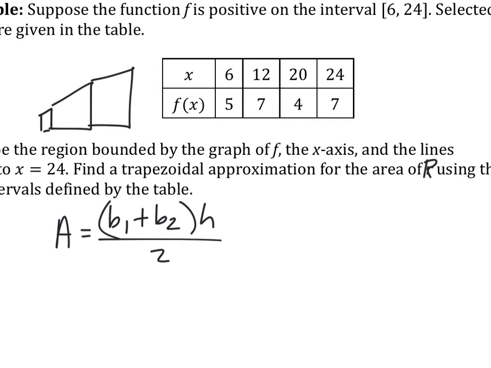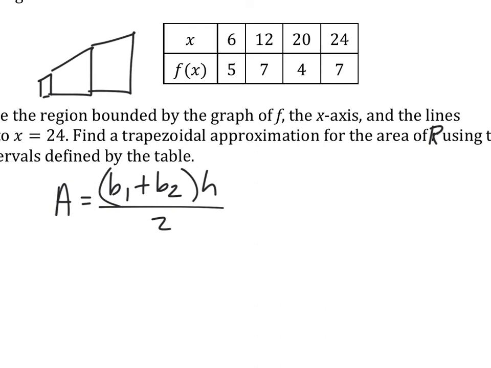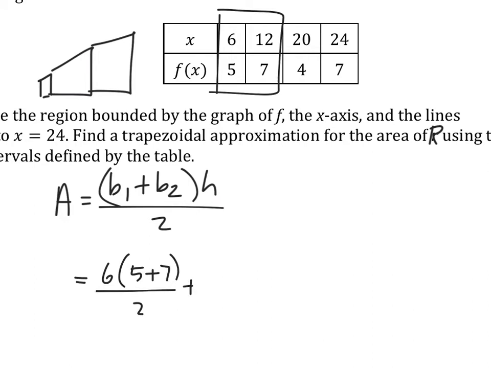Yeah, area is height times the width in this. Okay, so the first area interval is between 6 to 12. So let's just find the width. The width is the easiest. What's the width? 6. Okay, what's base 1? 5. What's base 2? 7. Okay, divide by 2. First one done.